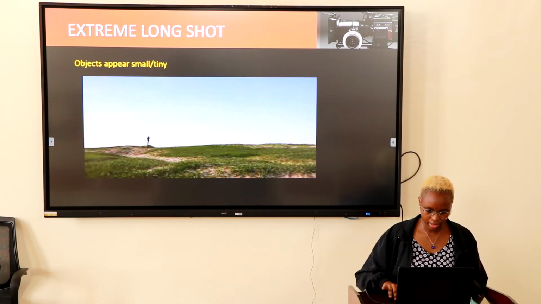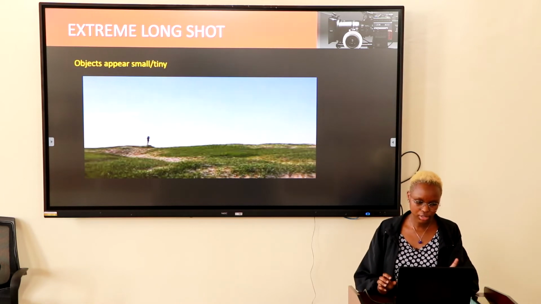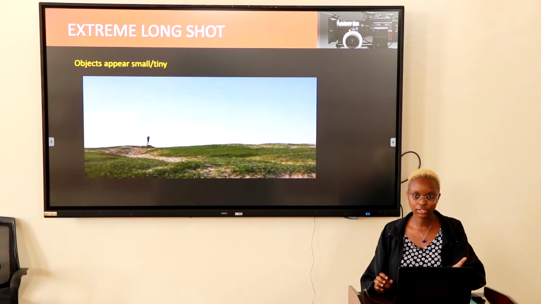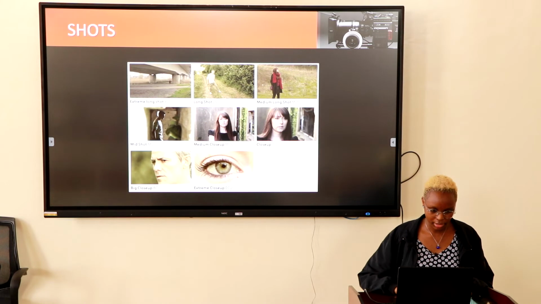Then an extreme long shot. This is a really extreme long shot. It shows objects appearing tiny and small, and it's also used in places where the surrounding needs to be seen, and the main focus is the subject in relation to the surrounding. So this is like the basic summary of the shots.